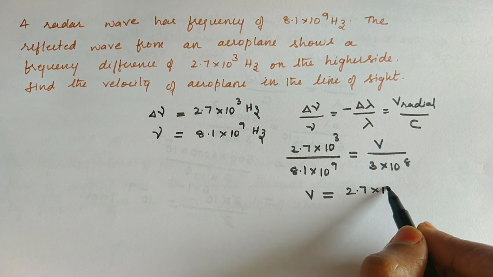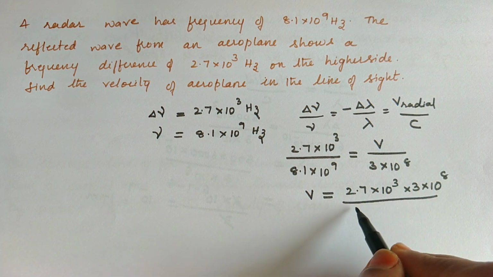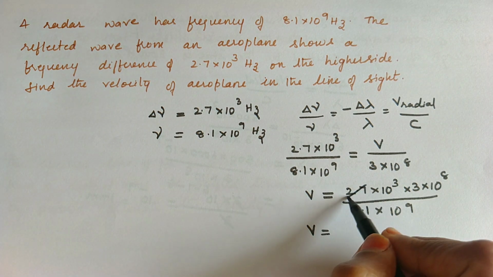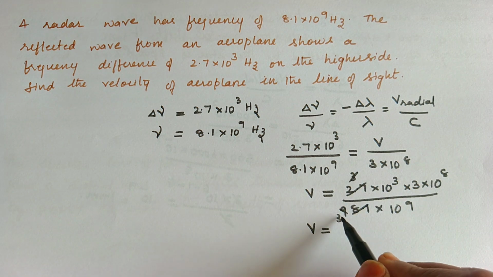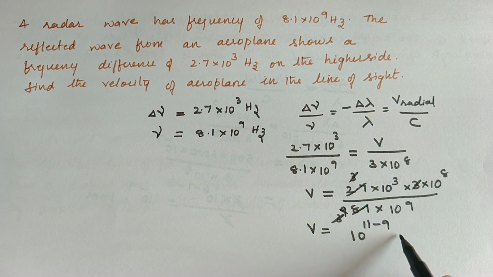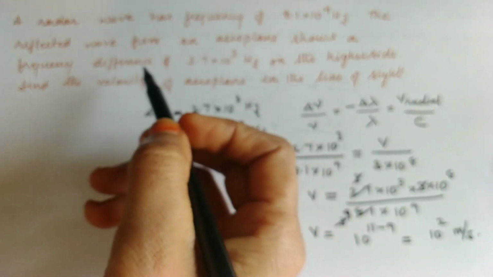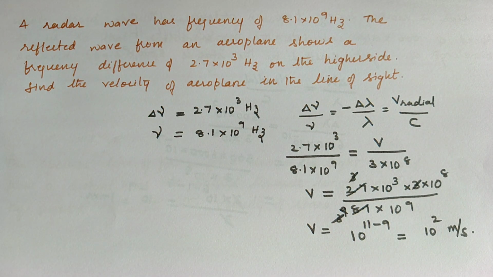So 2.7 into 10 power 3, 3 into 10 power 8 divided by 8.1 into 10 power 9. Simplify it. 1 by 3, the 3 gets cancelled. 10 to the power 8 plus 3 minus 9, that is 10 to the power 2 meter per second. This is the speed with which the aeroplane is approaching the object. Approaching or going away depends on whether frequency is increasing or decreasing. So this is the speed of that particular object.